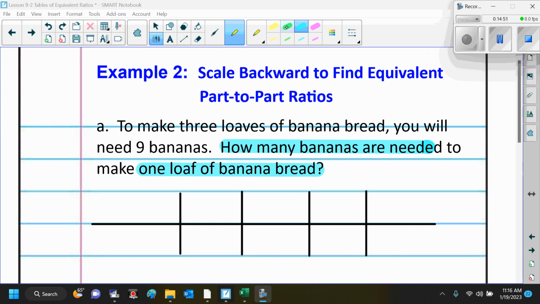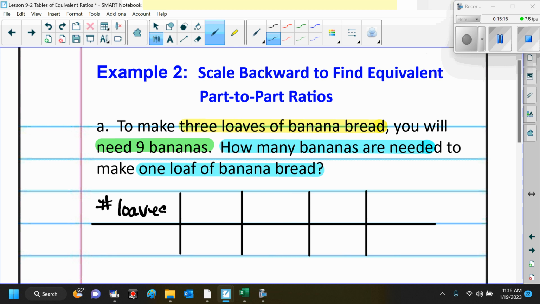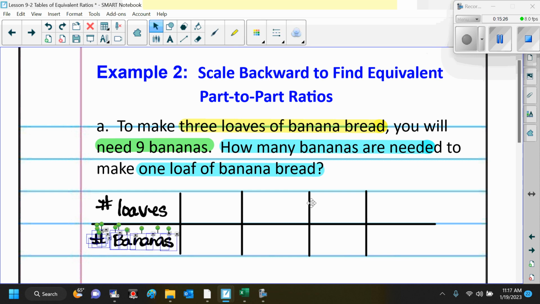What are we comparing? No, what in words, what are we comparing? 3 and 9. We're comparing 3 loaves of banana bread, and we're comparing that to the number of bananas. So here, we're going to write loaves, so the number of loaves, to the number of bananas. Is everyone with me? All right.